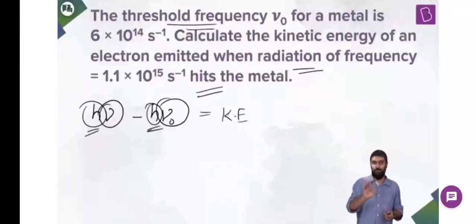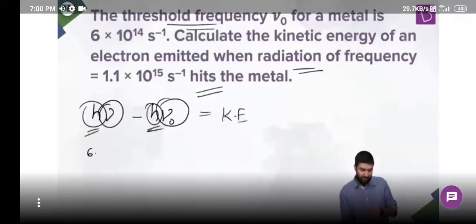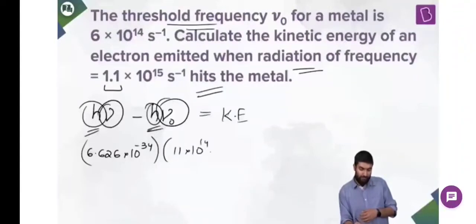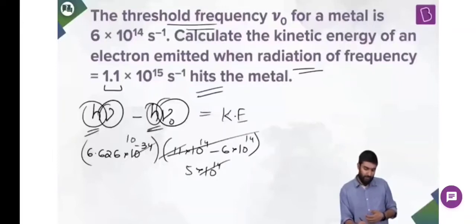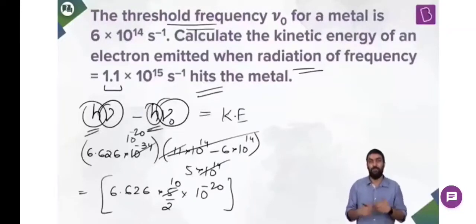I'm giving you 10 to 15 seconds. Solve it out. What do you have to do here? You just have to put the value of Planck's constant. In fact, you can take Planck's constant out as a common factor, and what do you have inside? You have 11 into 10 to the power 14 minus 6 into 10 to the power 14. I hope you have calculated it by now. This becomes 5 into 10 to the power 14. This becomes 10 to the power minus 20. And kinetic energy becomes equal to 6.626 into 5. Instead of 5, I can write 10 by 2, multiplied by 10 to the power minus 20. This essentially becomes your answer.